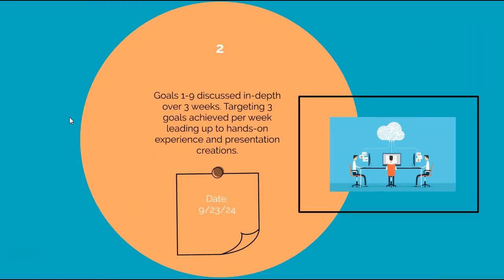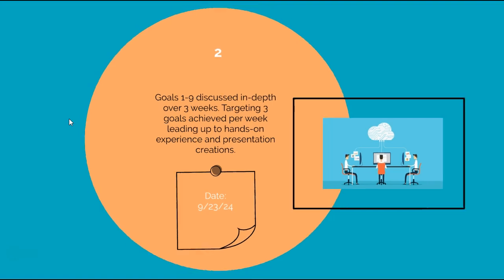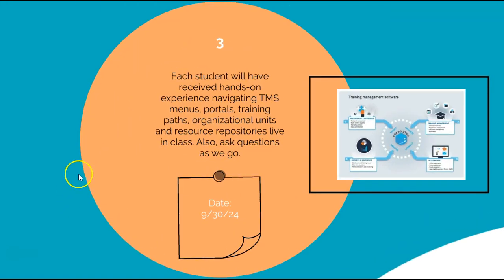Second, goals 1 through 9 will be discussed in depth over 3 weeks. We'll target 3 goals achieved per week leading up to hands-on experience and presentation creations. 3, each student will have received hands-on experience navigating TMS menus, portals, training paths, OUs, or organizational units, and resource repositories live in class. Also, we'll ask questions as we go.